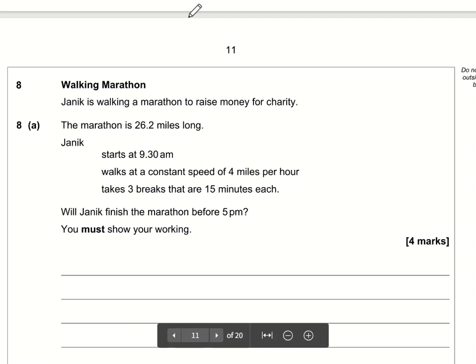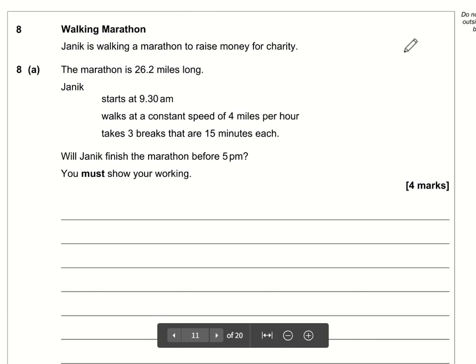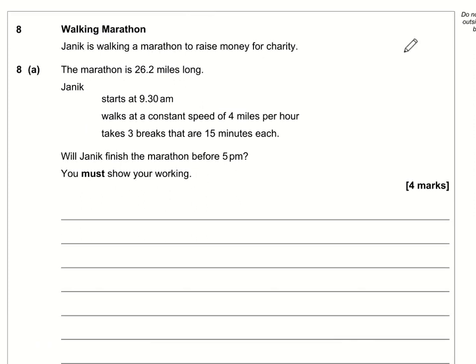Moving on to question 8. Yannick is walking a marathon to raise money for charity. It's 26.2 miles long. He starts at 9:30, walks at a constant speed and takes 3 breaks, 15 minutes each. So will he finish before 5 p.m?